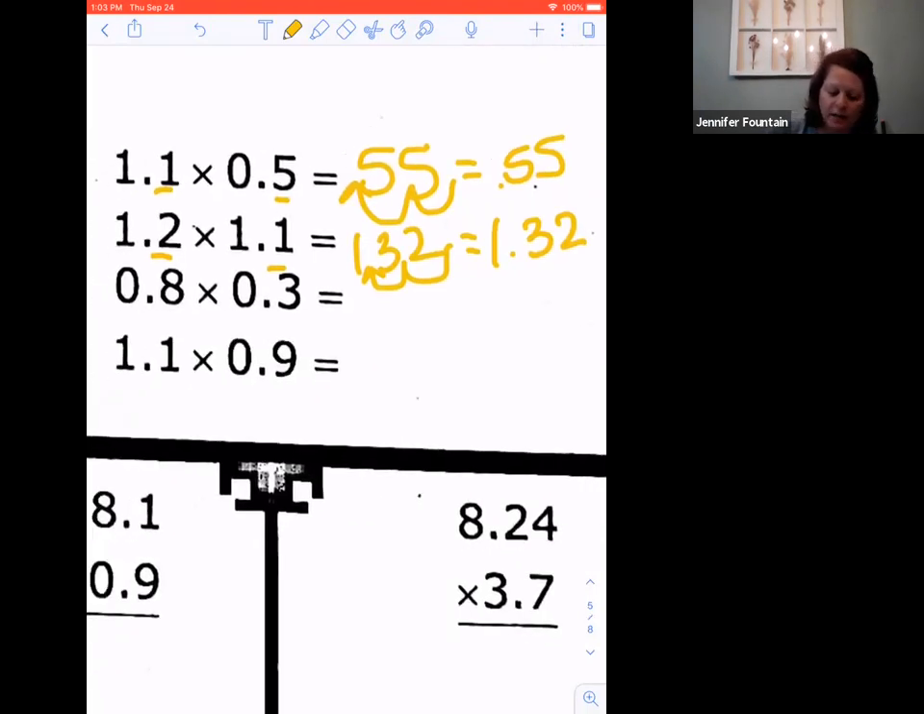8 times 3 is 24. 2 decimals, 0.24. 11 times 9 is 99. 2 decimals, 0.99. Everybody good with that? Any questions on those?